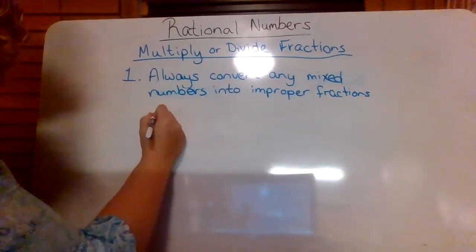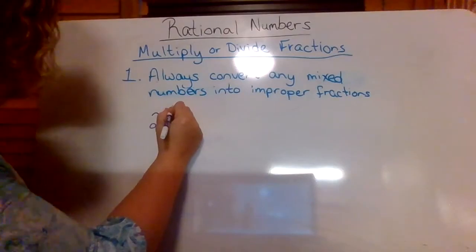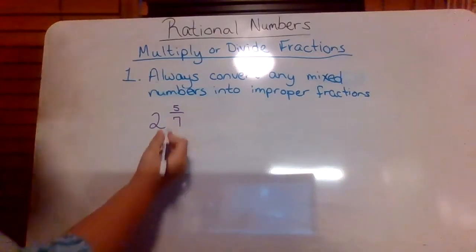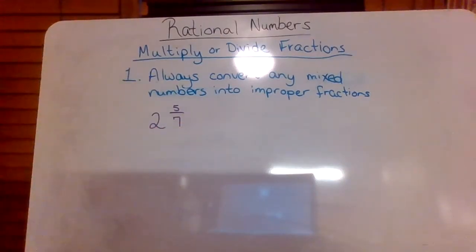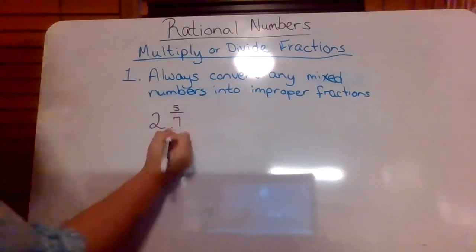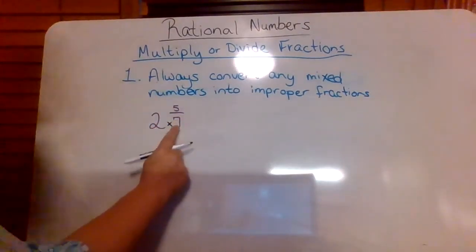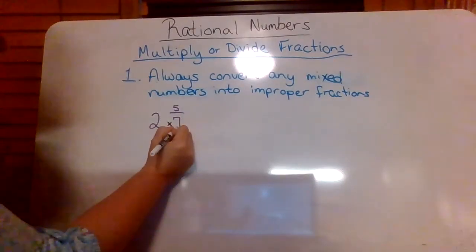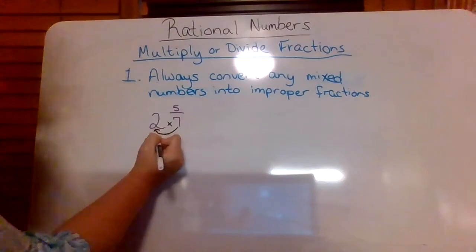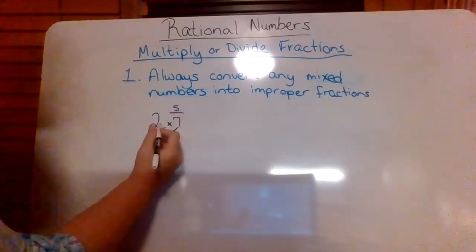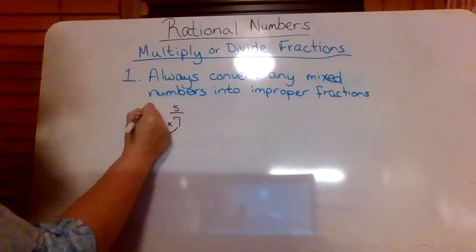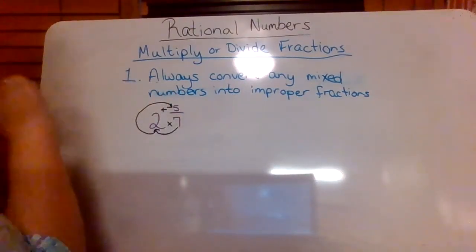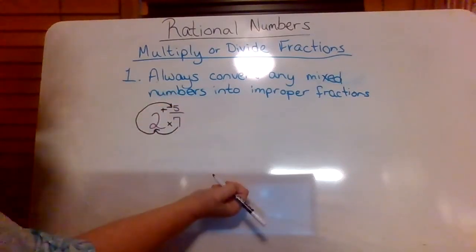So if I give you 2 and 5 over 7, the first thing you're going to do is you're going to multiply the denominator by the whole number. So you're going to go from here to here, and you're going to multiply. Once you get that product, then you're going to come over here, and you're going to add that with your numerator, and then it's going to sit right back down on your denominator.